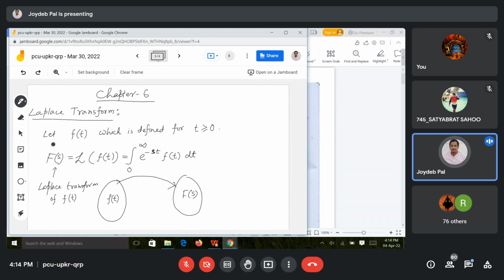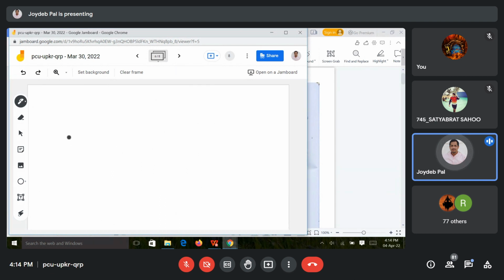So this is the notation for the Laplace transform. The Laplace transform is denoted as capital F(s) or L of f(t), and it is defined as the integral 0 to infinity e to the power minus st f(t) dt. Fine. So for an example, if f(t) is equal to 1, defined for t greater than or equal to 0, f(t) equal to 1 means it is parallel to the x axis, is it not?